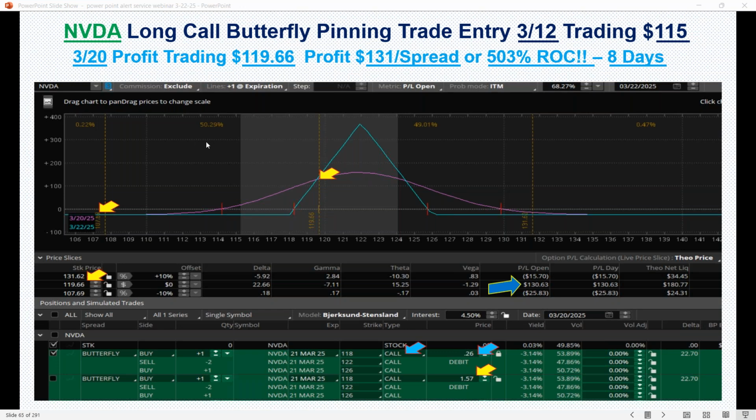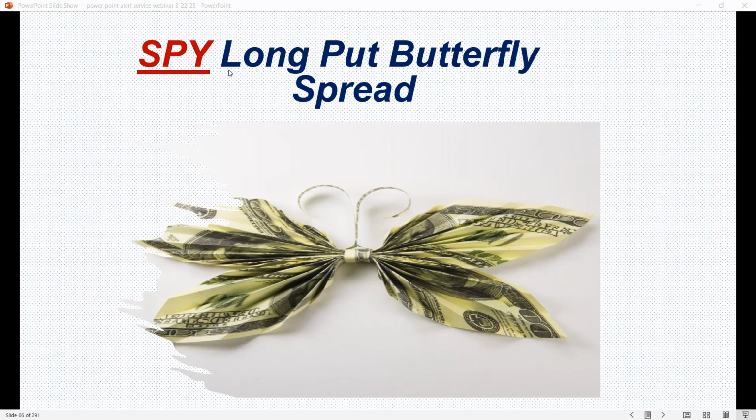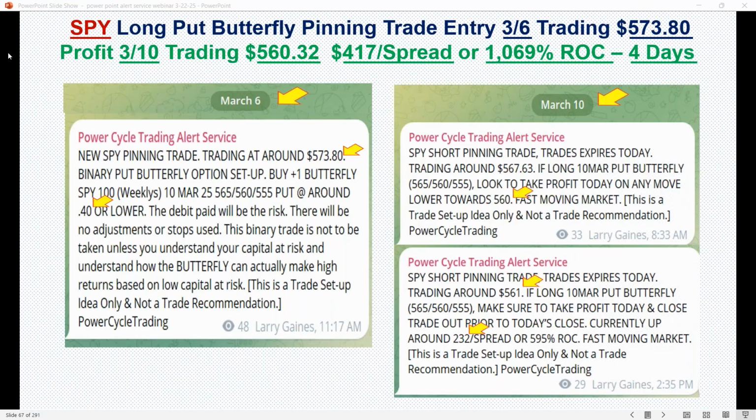Now here's another one. These are all alert trades. Here's one that we did on SPY. This was a put butterfly. All right, so this was one that we did on the 6th. So here it was, God dang it.